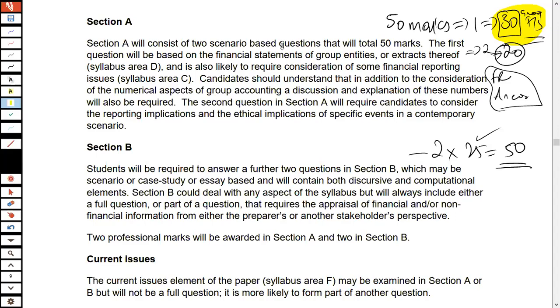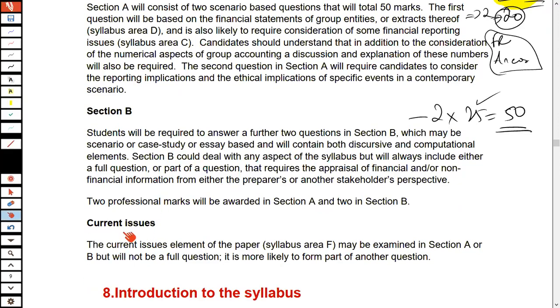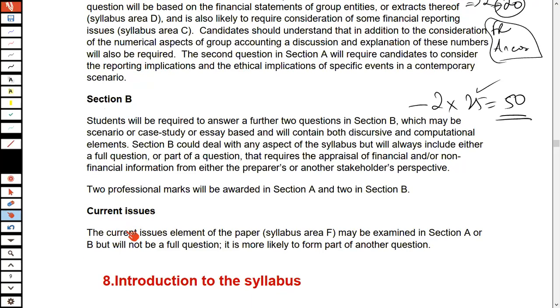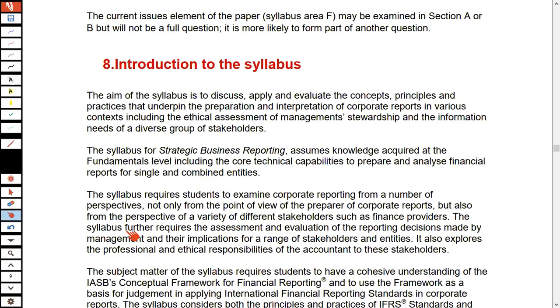Now let's move a bit forward and discuss further. There is another thing mentioned here, which is about the current issues. I'm just going to come on to the current issues, and what exactly these current issues are all about.